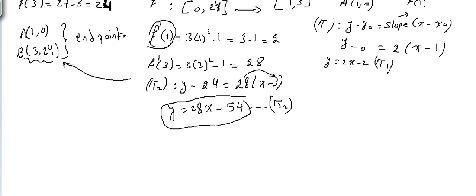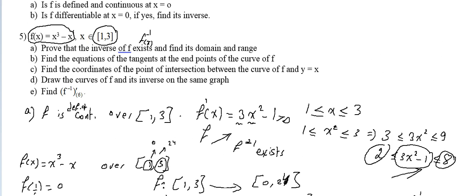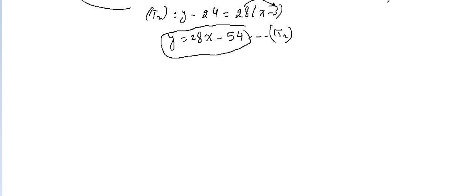Now we did that. We still have a little bit less than 3 minutes. We did part A, we did part B. Now find the coordinates of the point of intersection between the curve and y equals x. This is the most interesting and important point we have before drawing. It helped us. What was the equation of the function? It was x cubed minus x. And let's see if there is a point of intersection between this function and y equals x, which is the equation of the first bisector.